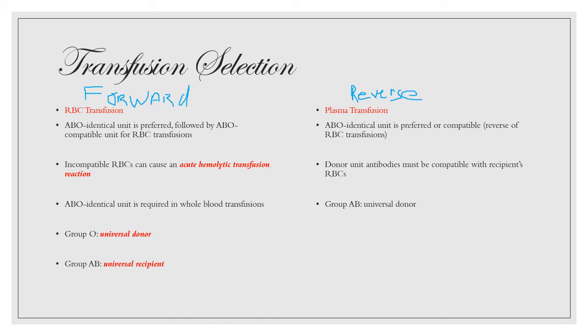Okay, so for the plasma transfusion, donor unit antibodies must be compatible with the recipient's red blood cells. Group AB is the universal donor, and group O is the universal recipient. So on plasma, fresh frozen plasma, group O can get any type.